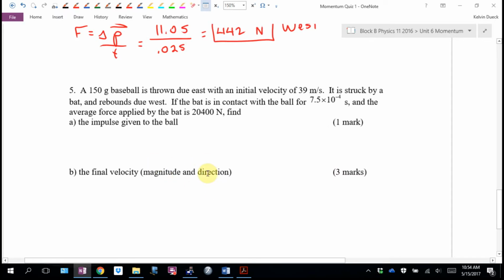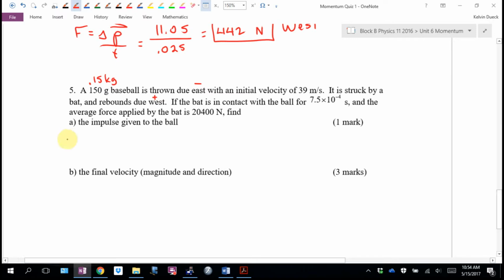We have a baseball, 150 grams, that's 0.15 kilograms, nice try. Thrown due east, due west. I'm going to let west be positive, and east be negative. Again, you could do it the other way around, but my rule of thumb is I tend to let the final be positive and the initial be negative.